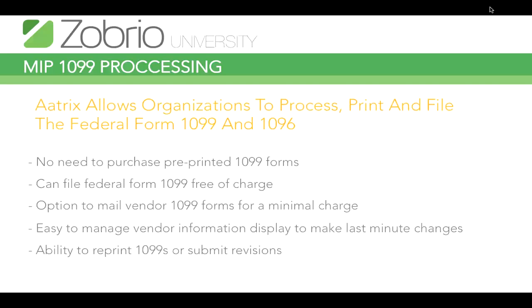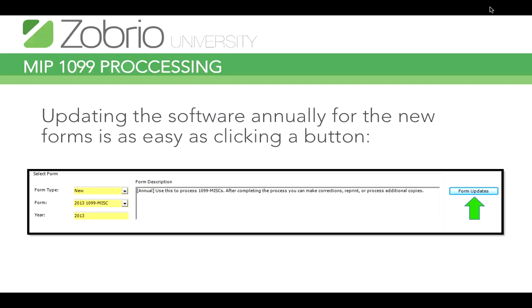And you can make last minute changes on that grid, but be forewarned that none of those changes flow back to my vendor records. And of course, I have the same abilities to reprint 1099s or submit revised 1099s. Okay. So the same thing here.